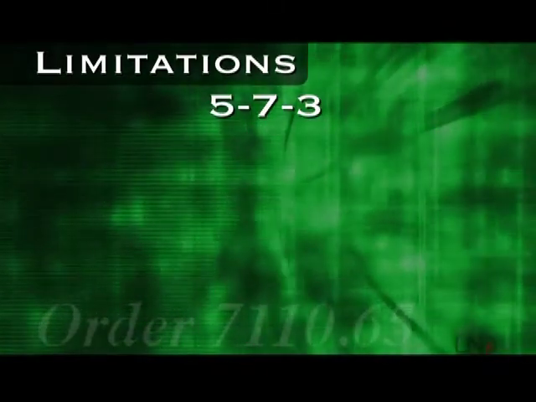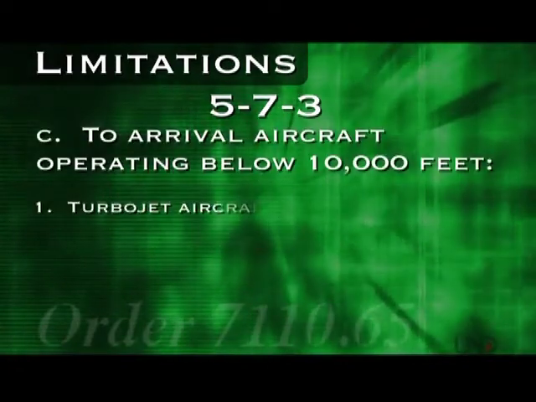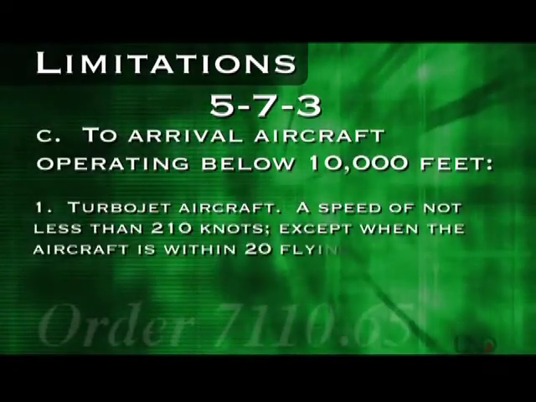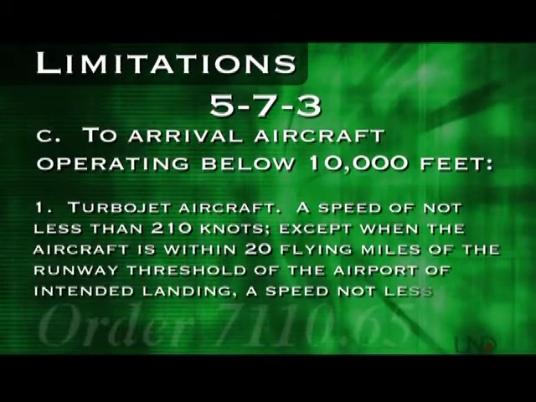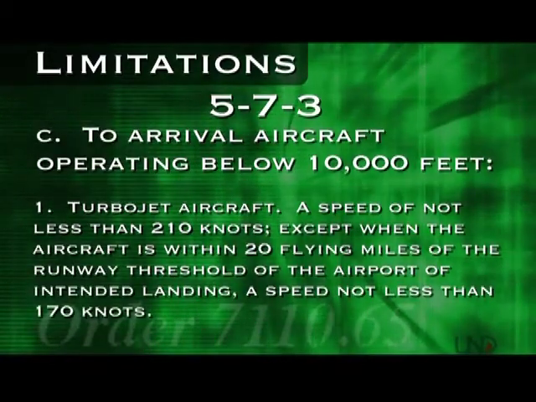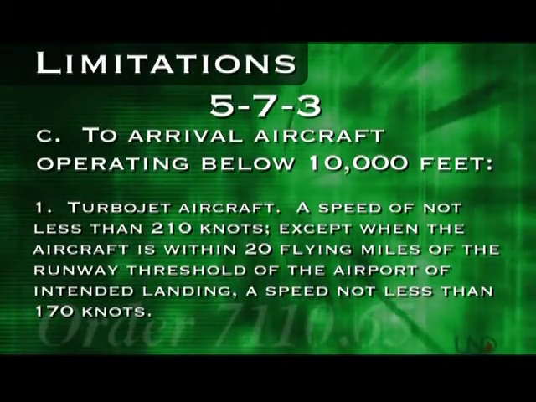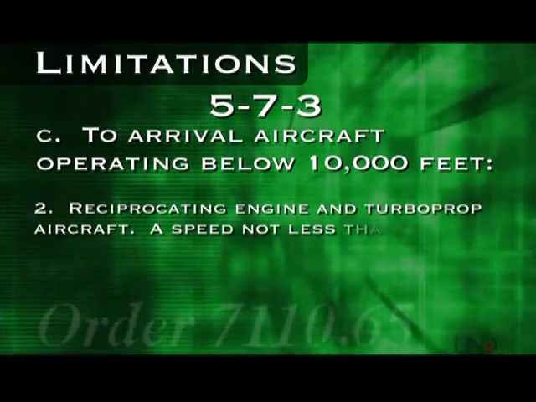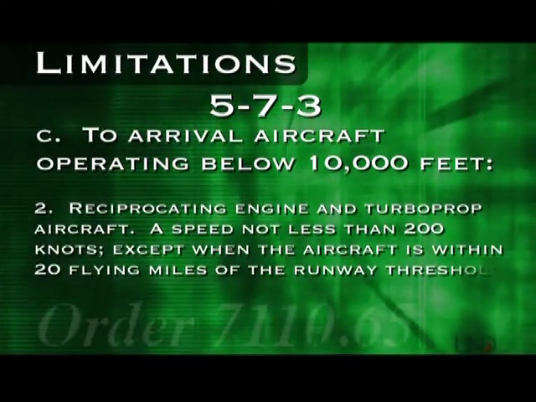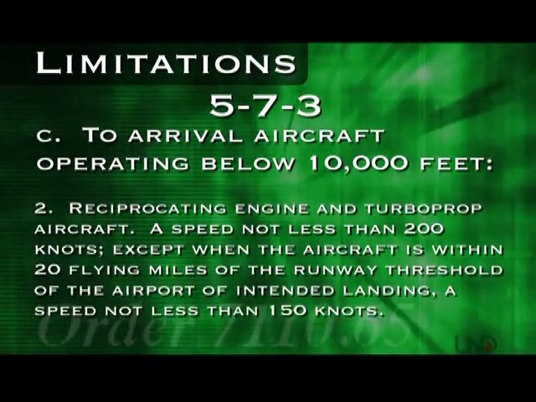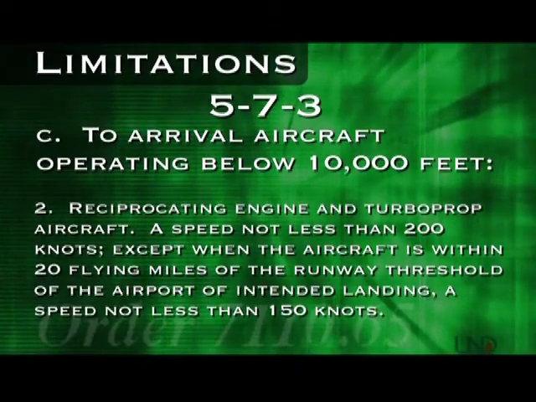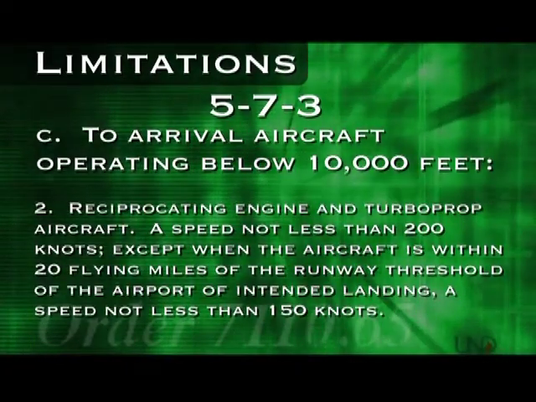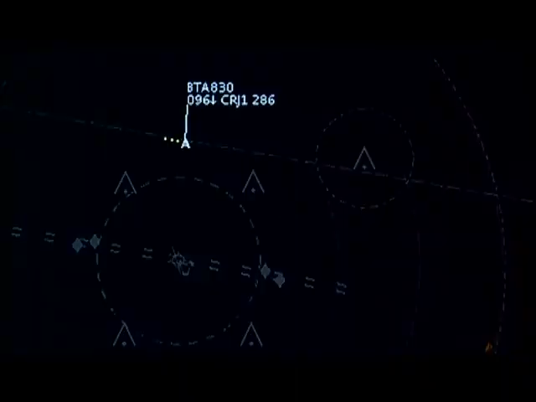To arrival aircraft operating below 10,000 feet, turbojet aircraft, a speed of not less than 210 knots, except when the aircraft is within 20 flying miles of the runway threshold of the airport of intended landing, a speed not less than 170 knots. Reciprocating engine and turboprop aircraft, a speed not less than 200 knots, except when the aircraft is within 20 flying miles of the runway threshold of the airport of intended landing, a speed not less than 150 knots. Flying miles means the actual distance the aircraft will fly to get to the runway, not the straight line distance from its current location.